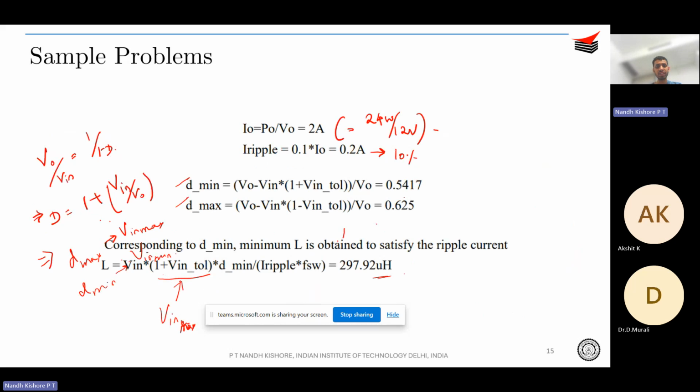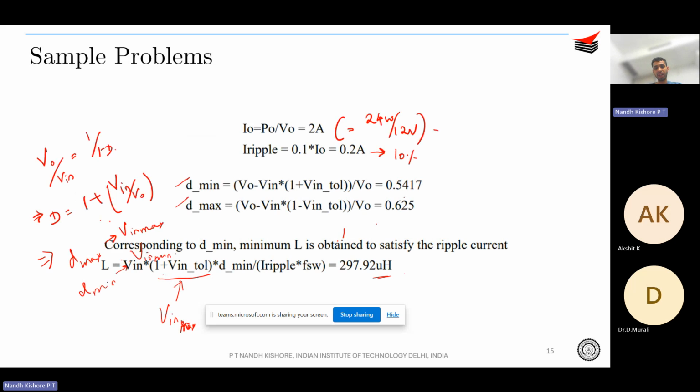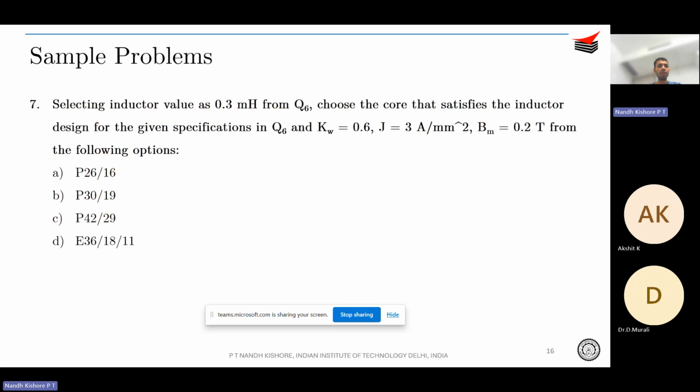But the next question is selecting the inductor value of 0.3 millihenry. From question 6, we got around 297 microhenries. They have given that the inductor value is 0.3 millihenry. Choose the core that satisfies the inductor design for the given specifications in question 6. Kw is 0.6, J is 3 ampere per millimeter square, Bm is 0.2 Tesla, and they have given 4 options. So we need to choose the core.